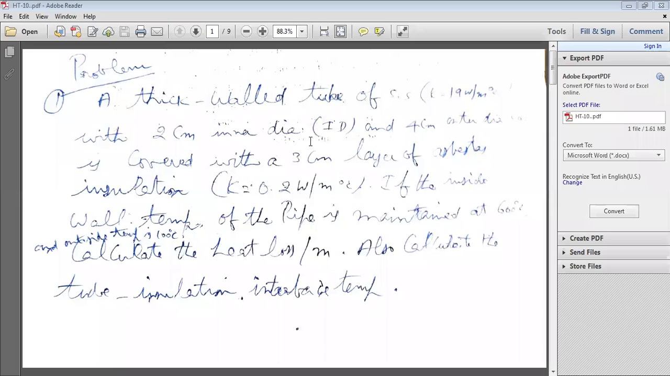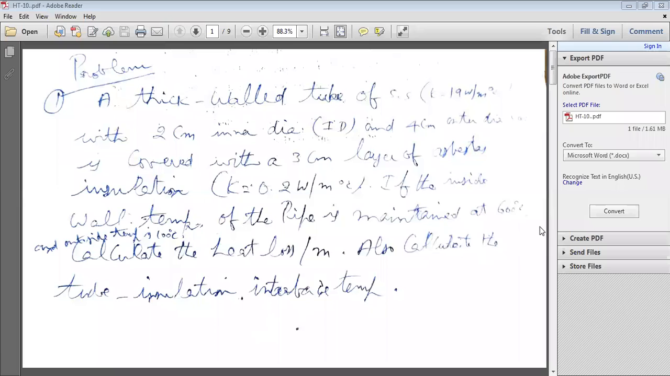But the length of the tube is not given. That's why you are supposed to calculate heat loss per meter length. Also calculate the tube insulation interface temperature. So here, in between steel and insulation, there is an interface. What is the temperature at the interface between stainless steel and asbestos?